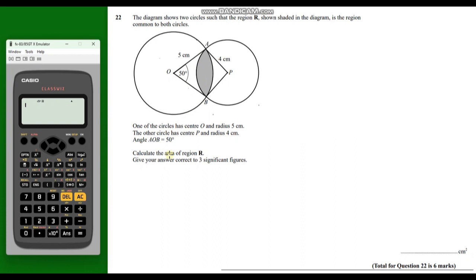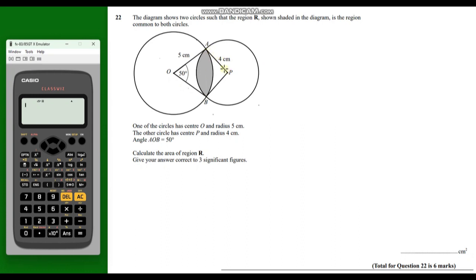We need to calculate the area of region R. So we need to calculate this area here. Give your answer correct to 3 significant figures. Now I'm just looking at the marks, and it's worth 6 marks. So it will take quite a long time for this question, but hopefully it will be worth it in the end. So the first thing I'm thinking of doing is just adding a bit more information to the diagram.